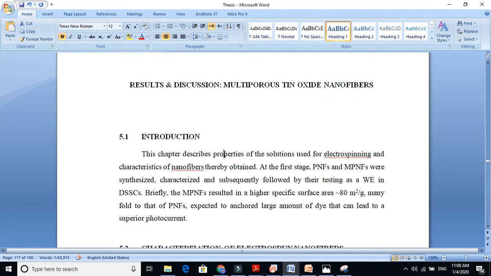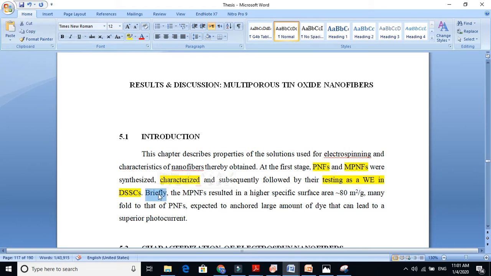This chapter describes properties of the solution used for electrospinning and characteristics of the nanofibers thereby obtained. You see, we just change the language. At the first stage, porous nanofibers and multiporous nanofibers were synthesized. We prepared these nanofibers, then we characterized them, meaning we did XRD, SEM, TEM, followed by their testing. When we finished this characterization, we tested them as a working electrode in a dye-sensitized solar cell.